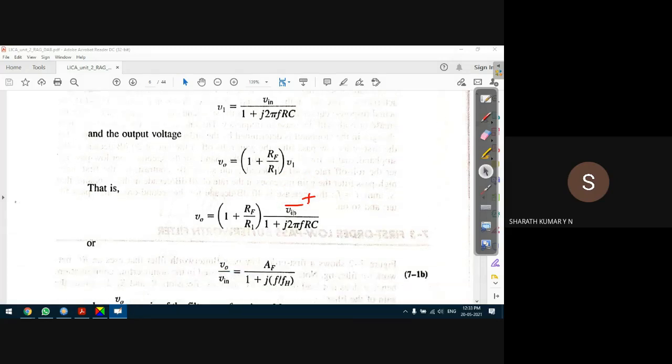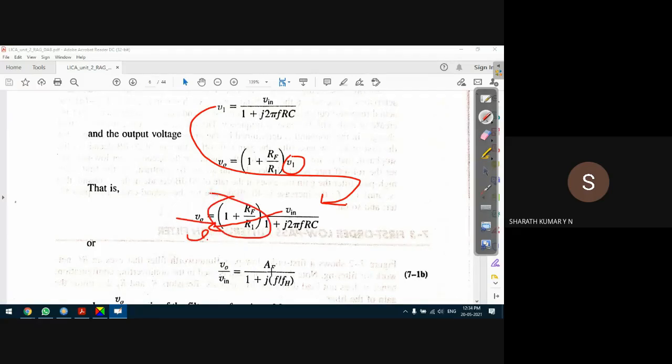From this, the output voltage can be written as V0, substituting V1 from this equation straight away and simplifying, taking Vin to the denominator so that we can represent it in terms of gain. 1 plus RF by R1 is the closed loop gain of the amplifier, divided by 1 plus j times f divided by 1 by 2πRC.